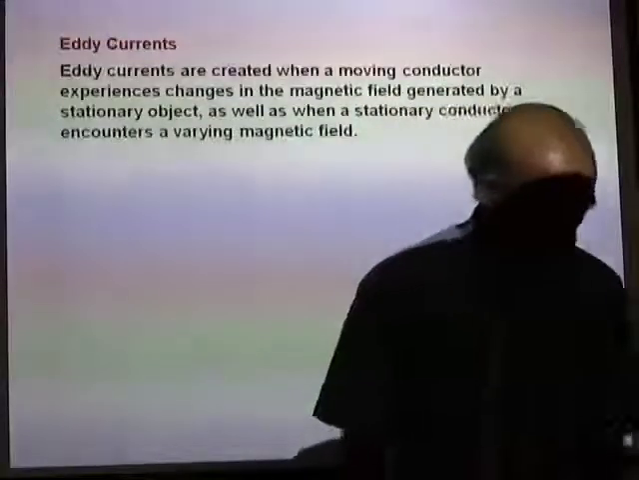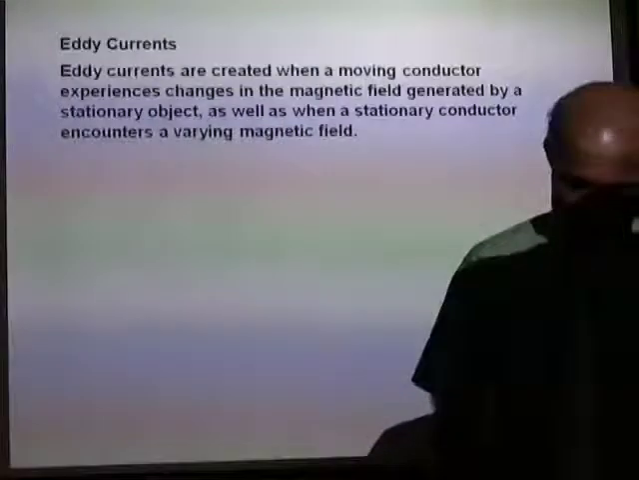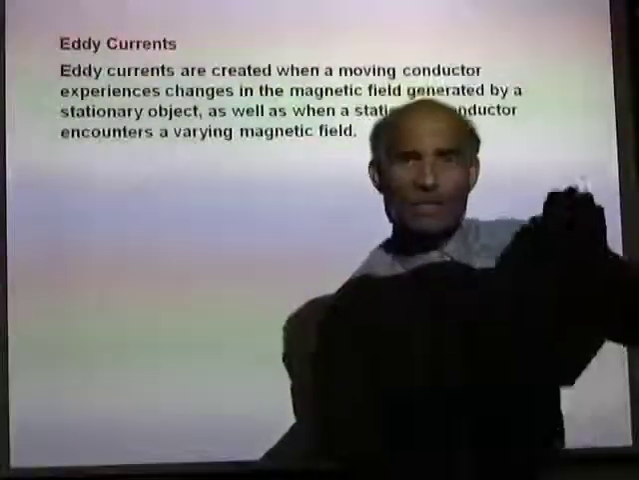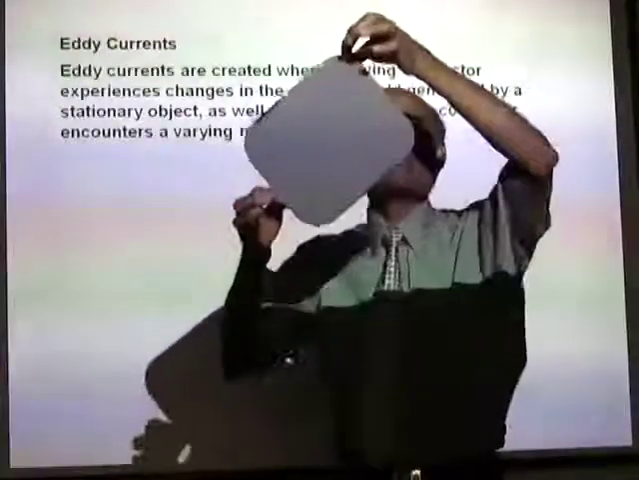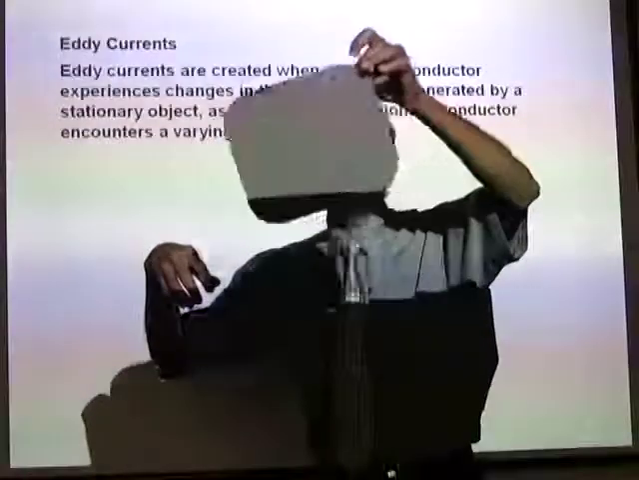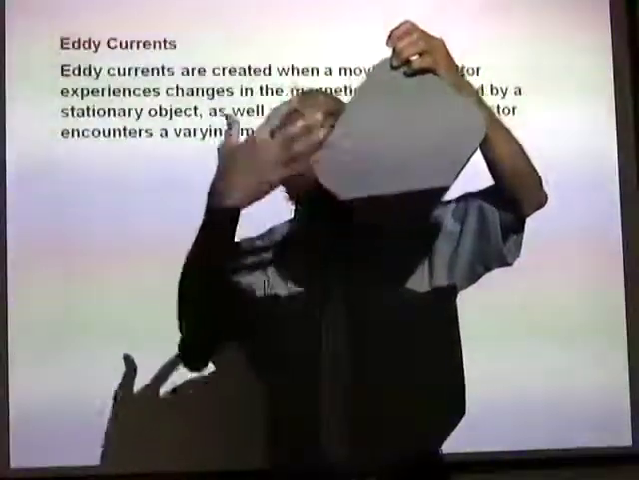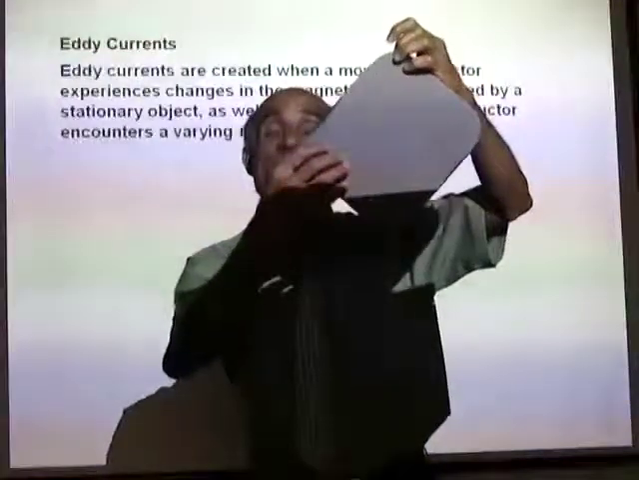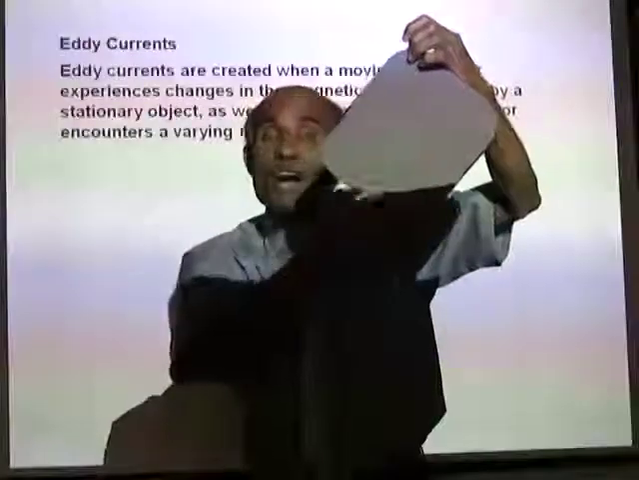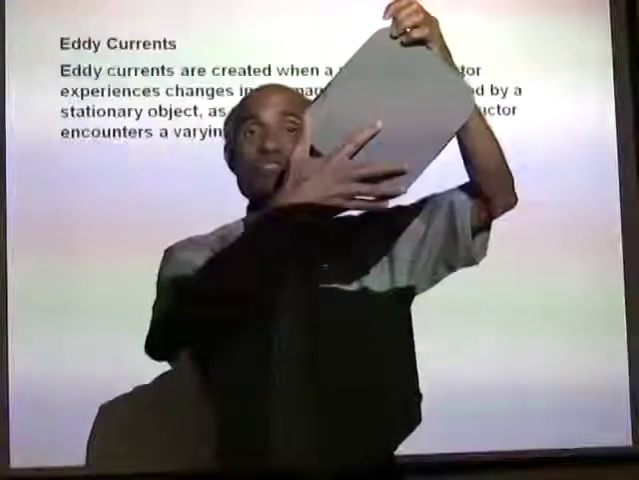For example, if I have an object that is a conductor, suppose this is a conducting material. If this is made to oscillate in a magnetic field, then the magnetic flux linked with the various parts of this conductor will be changing. And that change in magnetic flux will cause current loops to be generated within this object, within this conductor.